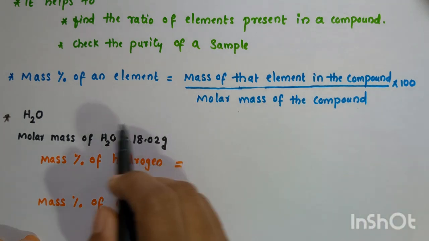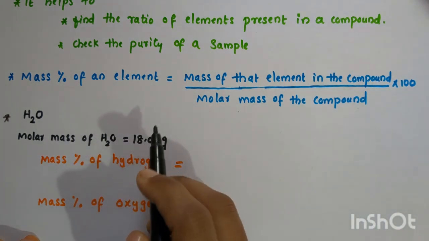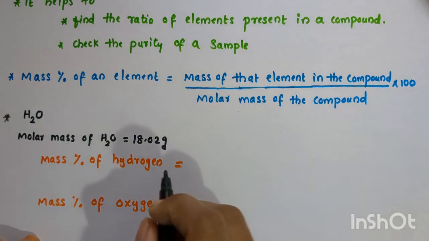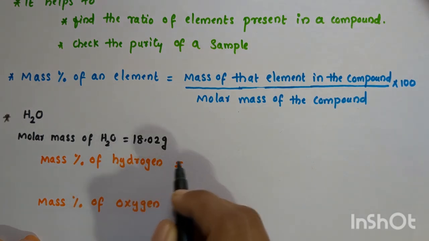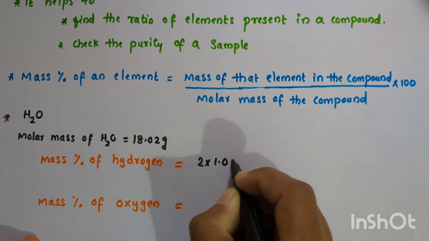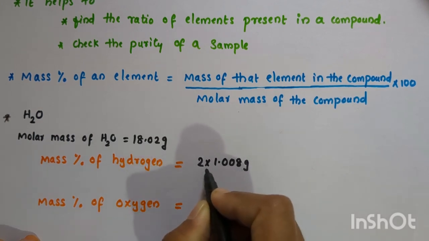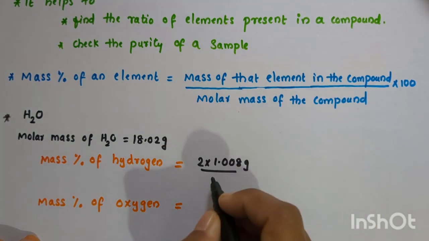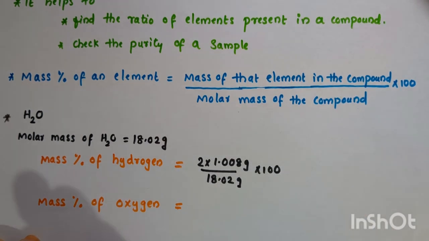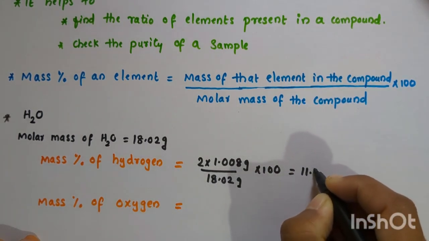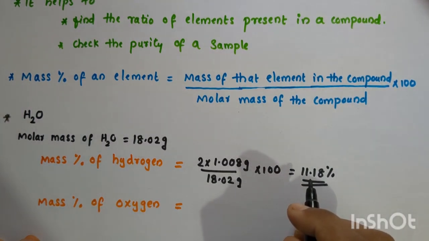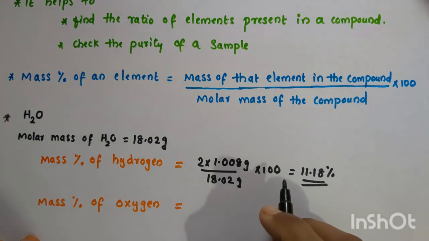The molar mass of water is 18.02 gram. To get the mass percent of hydrogen, we need the mass of hydrogen in the compound. There are 2 hydrogens in water, so 2 into the mass of hydrogen, 1.008 gram, divided by the molar mass of water, which is 18.02 gram, into 100. When you do this calculation, you will get 11.18%. So this is the mass percent of hydrogen in water.